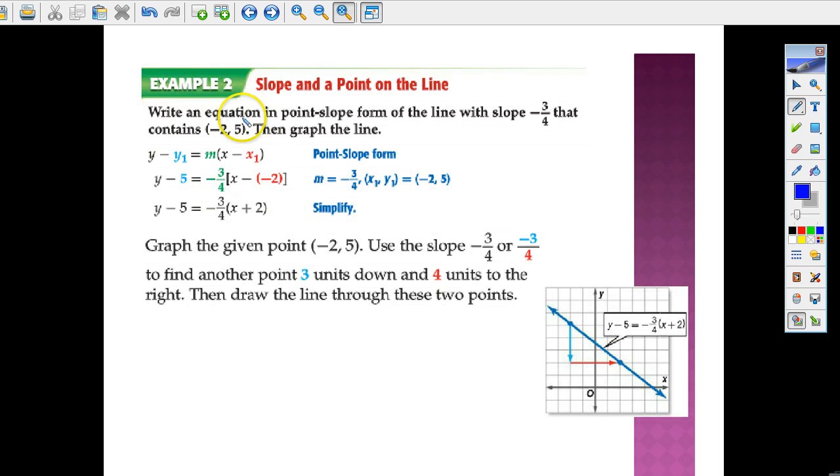Okay, welcome back. Now we're going to move on to point-slope form. Write an equation in point-slope form of the line with slope -3/4 that contains (-2, 5), then graph the line. In point-slope form, they give you a point, x1 and y1, and then your slope. So you're just substituting your slope with -3/4, and your x1 and y1 with -2 and 5. We're going to simplify this because a minus and a negative will make a plus, and there's your final equation in point-slope form.